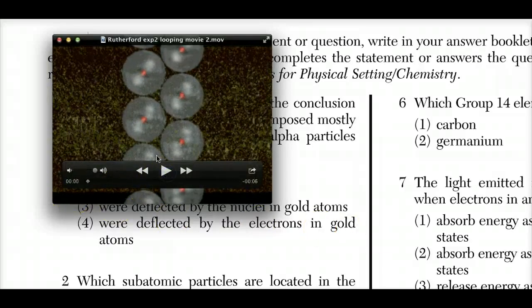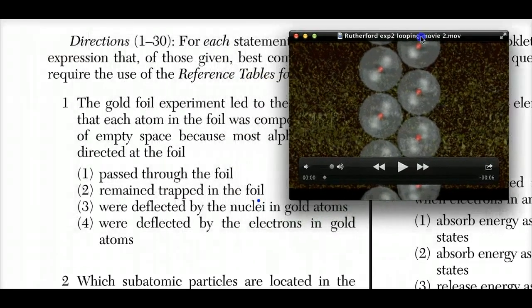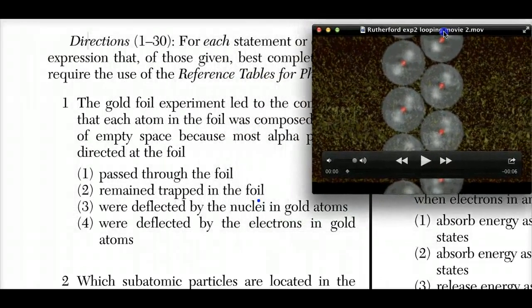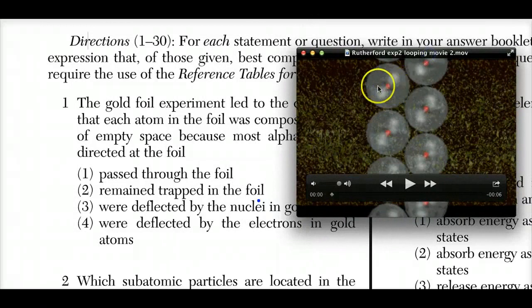So most of these went right through. Okay, when they got close to the positive nucleus, the positive alpha particle, which is 2 protons, got deflected, sometimes bounced back, but most of them went right through. So it's the famous gold foil experiment to prove that there's a nucleus of an atom where all its mass existed, with a positive charge.